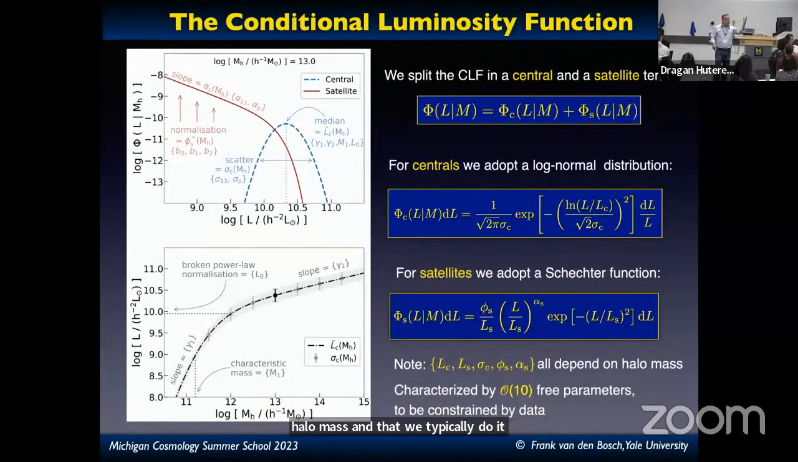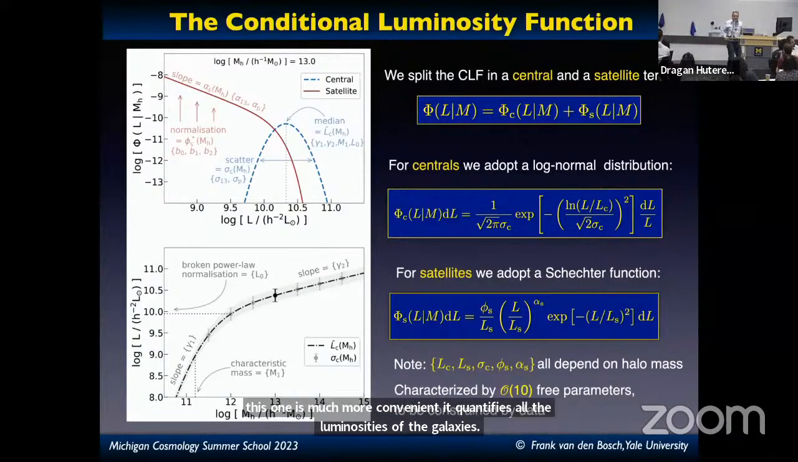So unlike the HOD, which had only 5 free parameters, here I need of order 10 free parameters. But the HOD only describes one luminosity threshold sample: all galaxies brighter than, say, 10^9 solar luminosities. If you want to also describe how many galaxies there are brighter than 10^10 or 10^11, then for each of those, you need an additional 5 free parameters. So if you want to break up your sample into 10 luminosity bins, you need 50 free parameters with the HOD and only 10 for this one. So this one is much more convenient. It quantifies all the luminosities of the galaxies in addition to just how many there are. Anyway, other than that, they're basically the same thing.